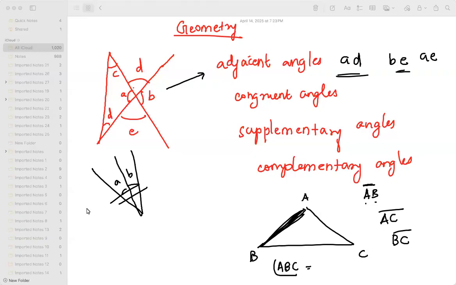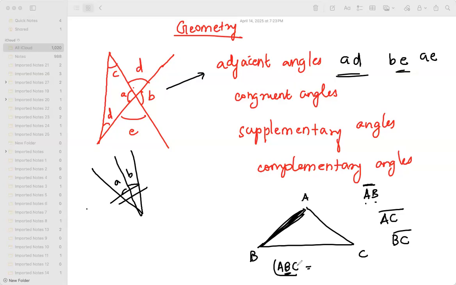We just started geometry, so let's start by defining adjacent angles. Adjacent angles are angles sitting next to each other. Now let's go to this triangle. There are vertices A, B, C. At this vertex, there is an angle ABC. Always this middle letter indicates the angle, right?